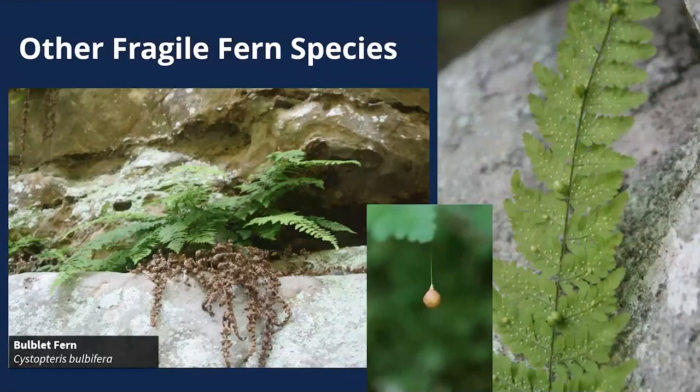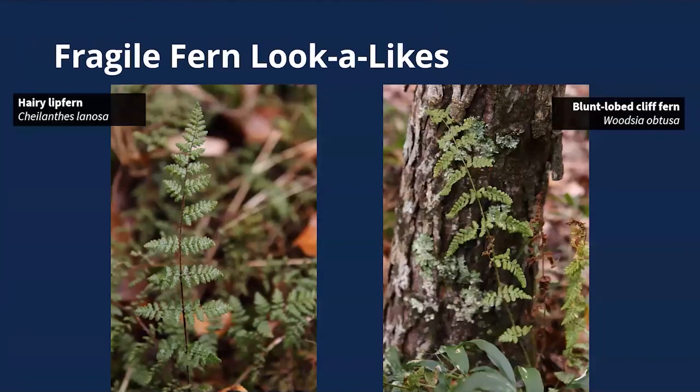There's a couple other fragile fern species. One we already mentioned, which is bulblet fern, which will produce those little bulblets. It tends to grow on rocks more so, whereas fragile fern grows almost exclusively in soil. A couple other lookalikes are the hairy lip fern and the blunt lobe cliff fern. They have that rounded, highly dissected nature, and they're small ferns. Both of these are very hairy and they grow in very dry environments, which is a different way to separate them from the fragile fern, but they do look quite a bit alike.